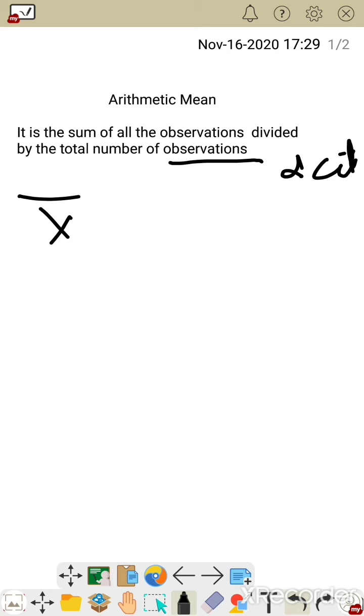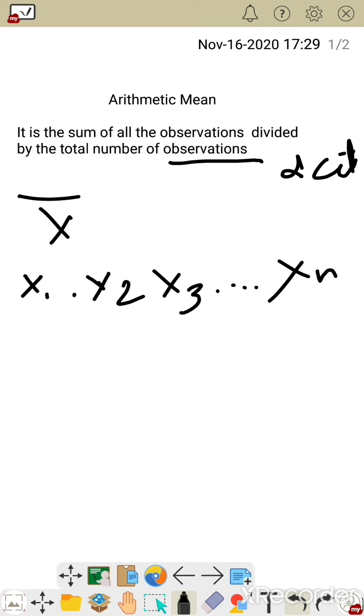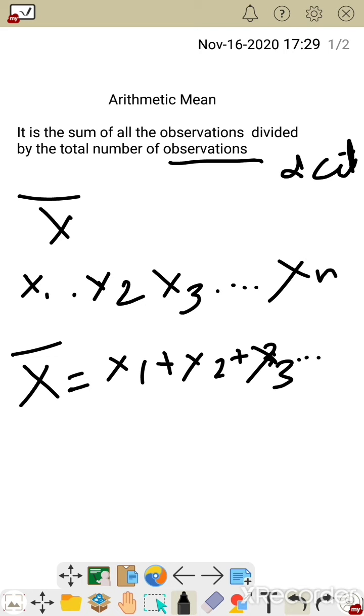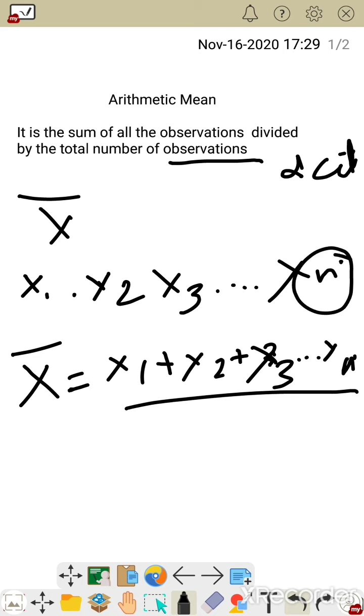Then how do we calculate the arithmetic mean? For example, let the data given be x1, x2, x3 up to xn, n number of observations. Then the arithmetic mean x bar will be the total of all the observations x1, x2, x3 up to xn divided by the number of observations, which is n. This is the method to calculate the arithmetic mean.